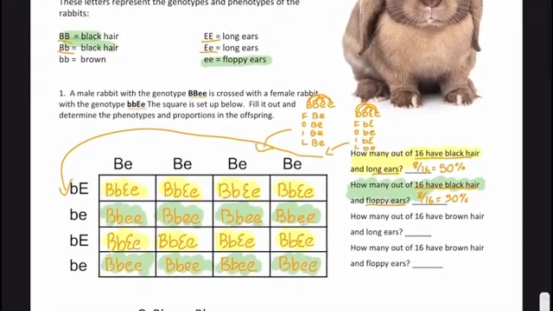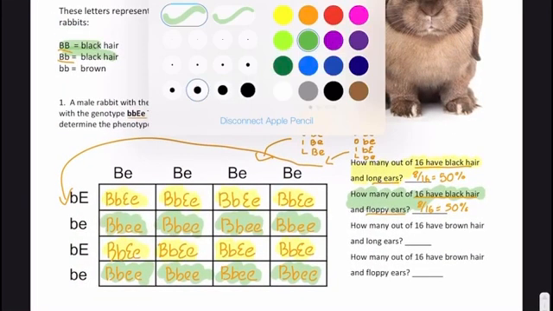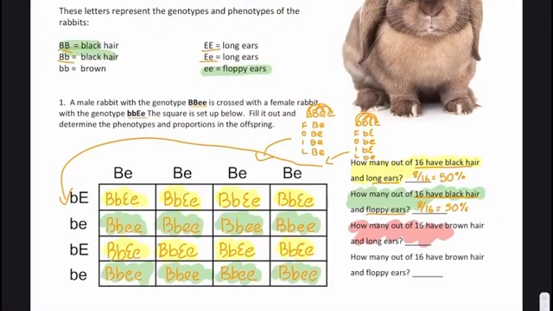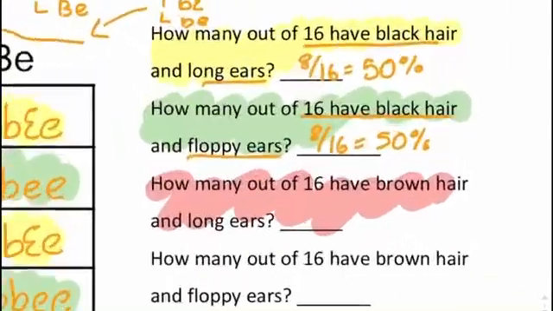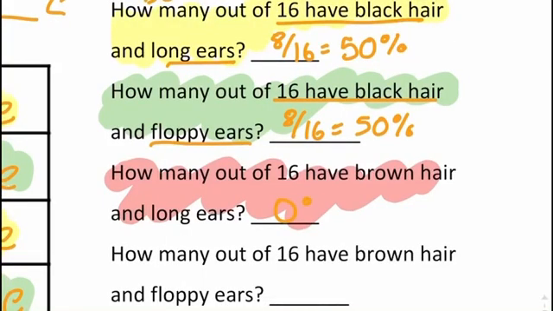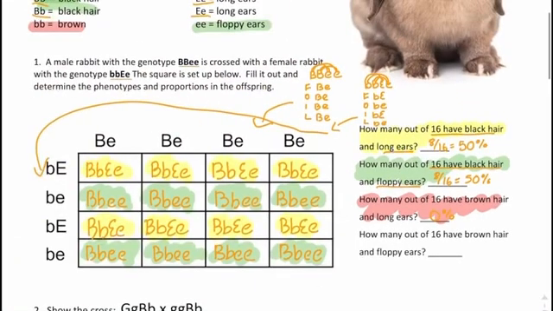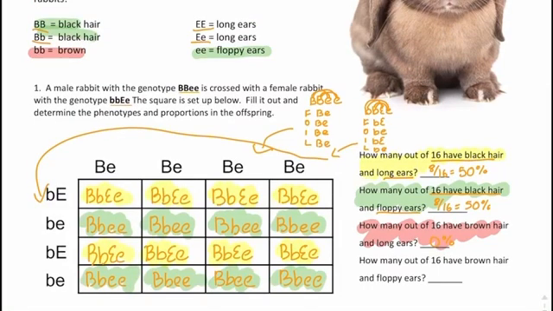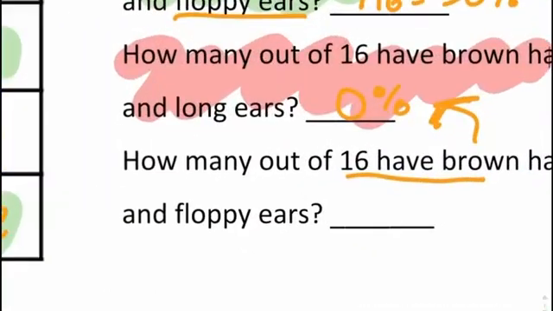Now it says, how many out of 16 have brown hair and long ears? We know brown hair is lowercase b, because it's a recessive trait, so there are no capital letters. And long ears is capital E, or capital E and lowercase e. We're going to highlight that in red. As you could tell, there were no genotypes that matched that, so it's 0%. Now it says, how many out of 16 have brown hair and floppy ears? From the previous problem, we know that there was no brown hair in this cross.